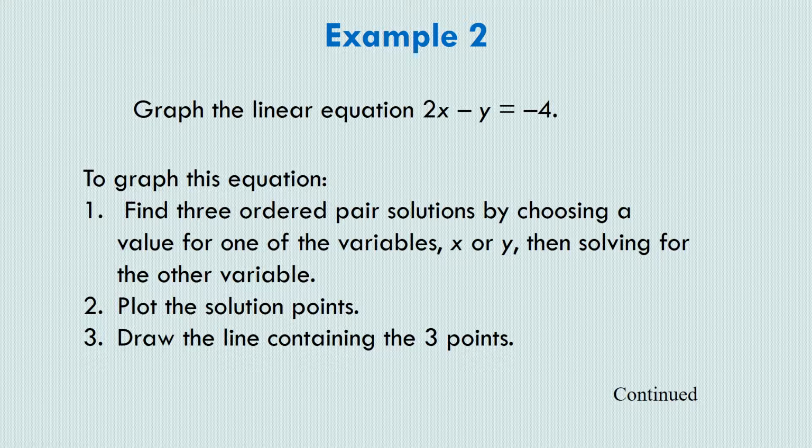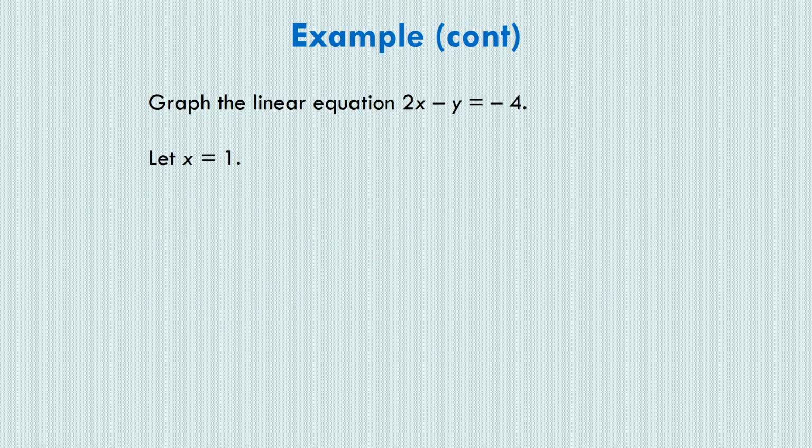In the way our equation is written right now, it's 2x minus y. It doesn't matter if you choose x or y because you have to do the same amount of work to solve for both. Now, if the equation was already solved for y, such as if it said y equals 2x minus 4, we would want to choose x values because our y would already be by itself, and we would easily get our y's. Step 2 is plot the solution points. Step 3 is draw the line connecting the 3 points.